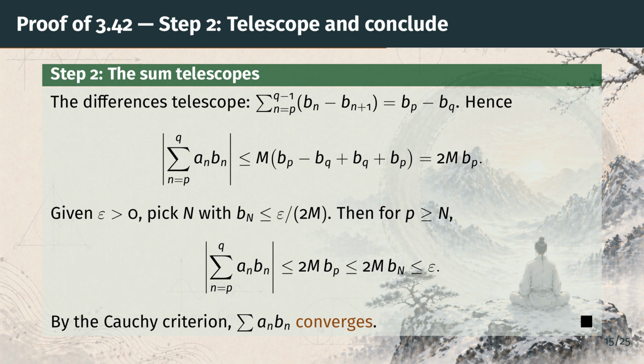Now we use that b sub n tends to 0. Given any positive epsilon, choose an index capital N, so that b sub capital N is at most epsilon over twice capital M. Then, for every P beyond capital N, the tail sum is at most epsilon. That is precisely the Cauchy criterion, so the series converges. Let's apply this to alternating series.